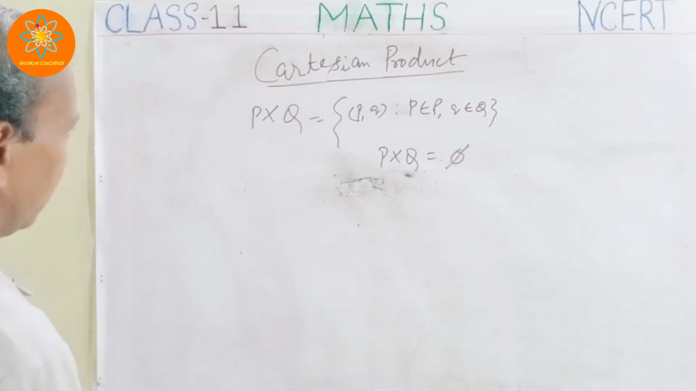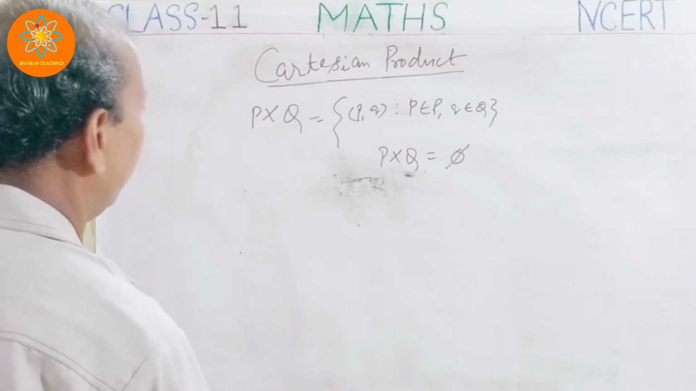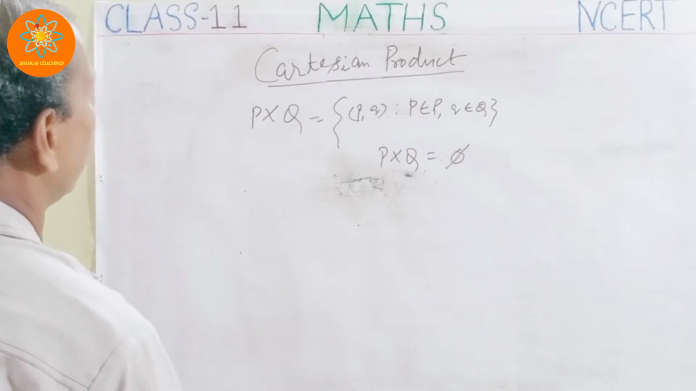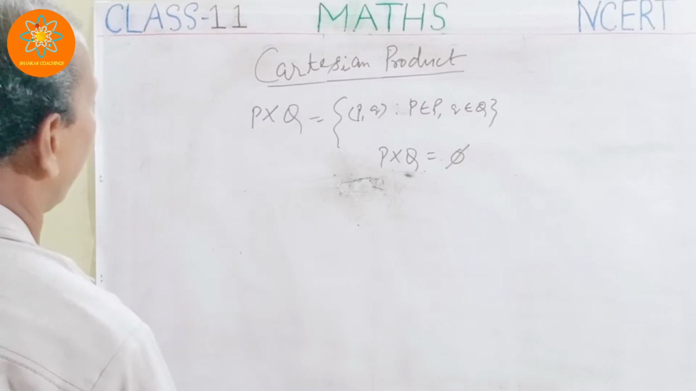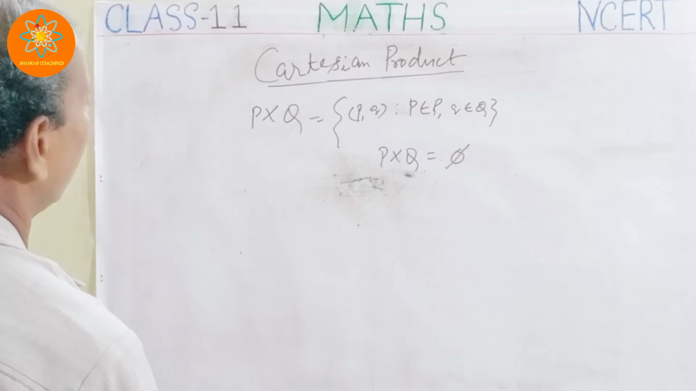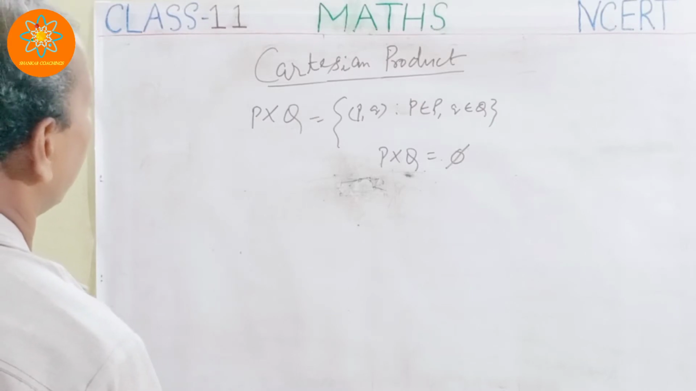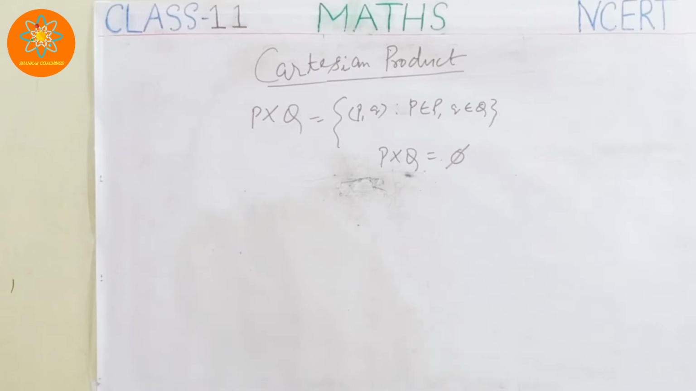Right. Now, when will we say that two ordered pairs are equal? Two ordered pairs are equal if the first element of the first one is equal to the first element of the second one, and the second element of the first is equal to the second element of the second one.